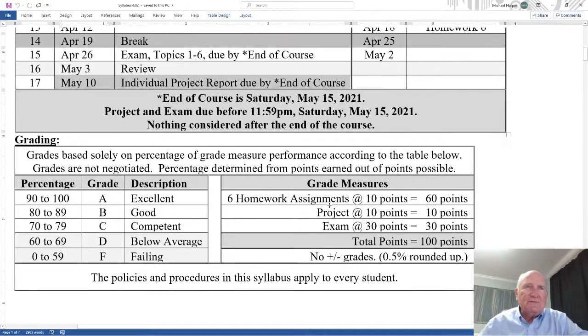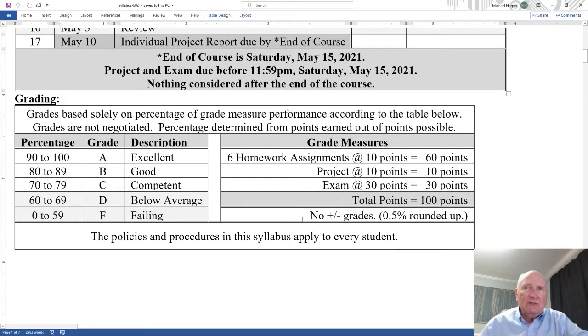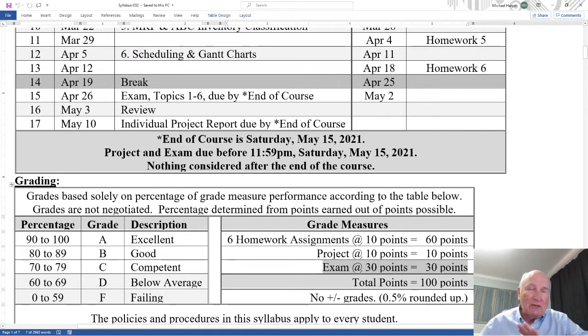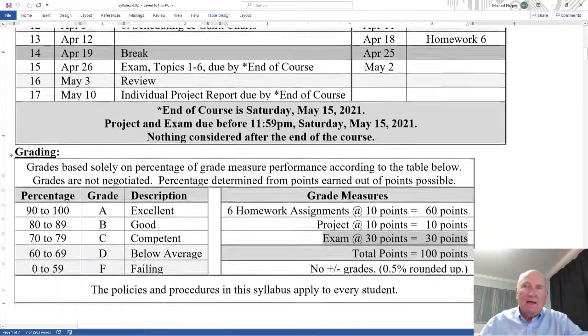Okay, as far as the grades are concerned, notice no plus or minus grades are given. I want to emphasize that again. There are 6 homework assignments, 10 points each. The project is 10 points. The exam is 30 points. Now, I don't say the next part specifically in the syllabus, but I've been doing this more and more, and I'll do it this semester. I'll go ahead and say it up front because I'm going to be doing it.